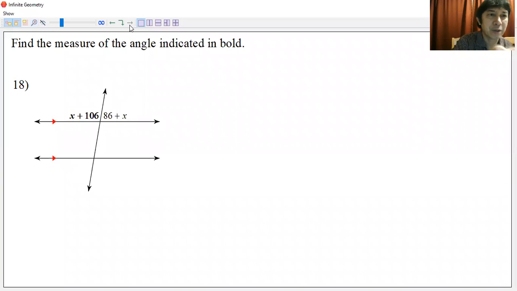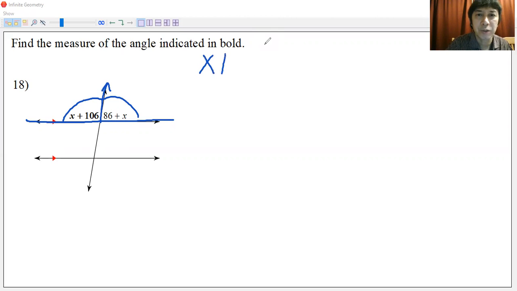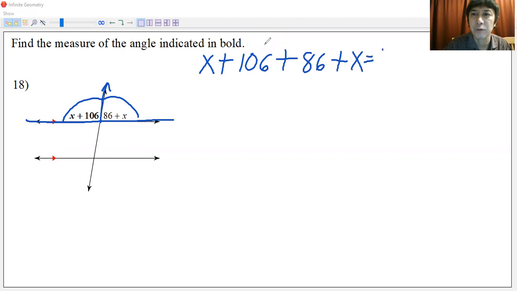Here is the last number, number 18. So it's another linear pair. We have a straight line. This is the common side. This plus this equals 180. They are supplementary. Our working equation is x plus 106, plus the other angle, 86 plus x, and that equates to 180.